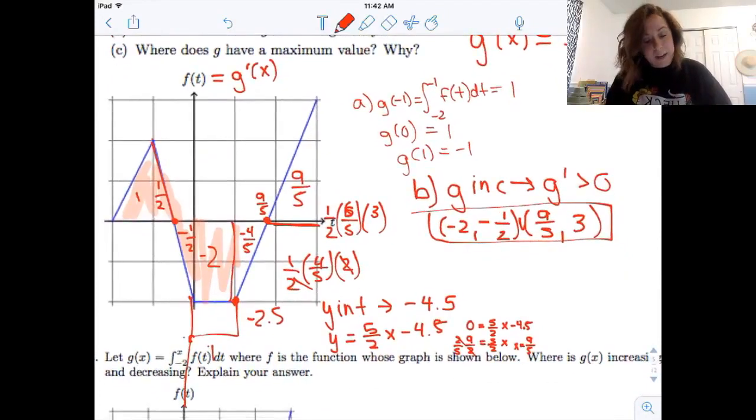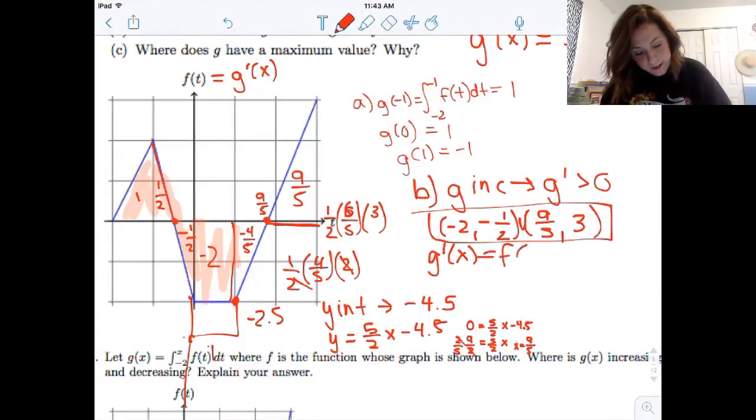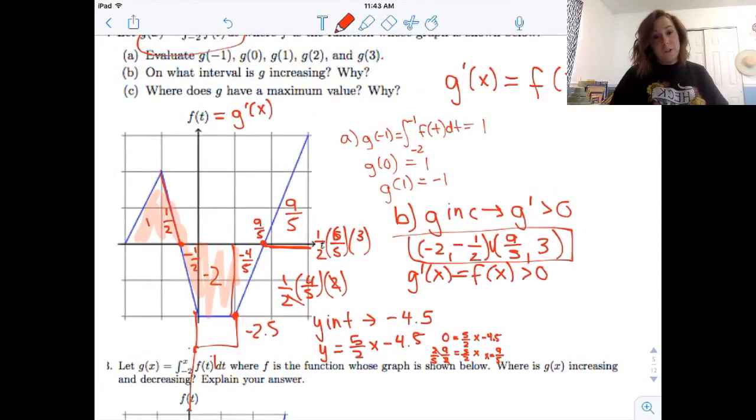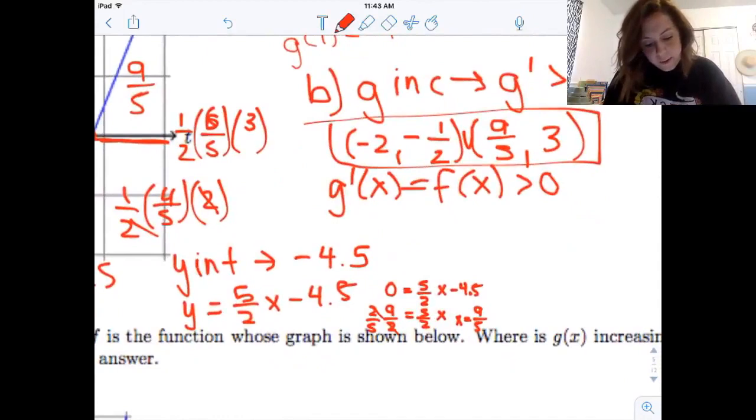Why? Because on those intervals, g prime of x, which is f of x, is greater than 0. Now, where does g have a maximum value? Okay, so here it will have a maximum.